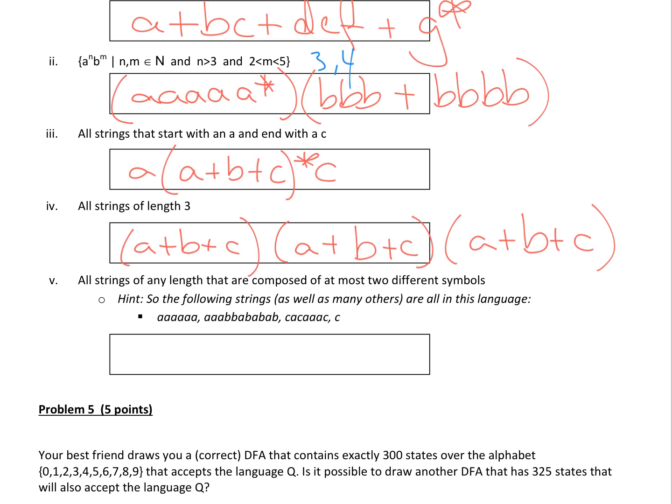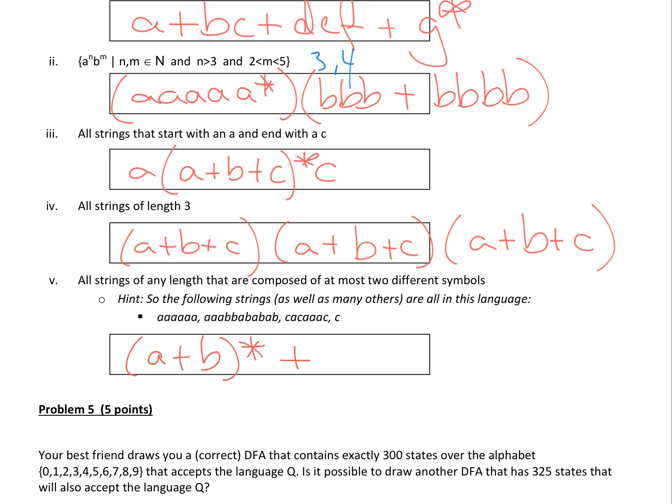And the last one here says all strings of any length that are composed of at most 2 different symbols. So you can't have all 3 symbols, but you could have just 1 symbol, you could have no symbols, or you could have any 2 symbols. So we could say, well, let's see. Here's all the strings that have just A's and B's. That also, of course, contains all the strings that have just A's and all the strings that contain just B's.